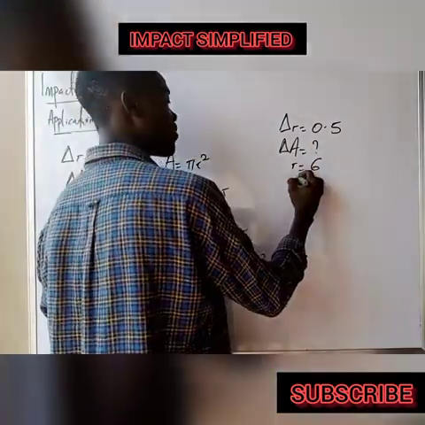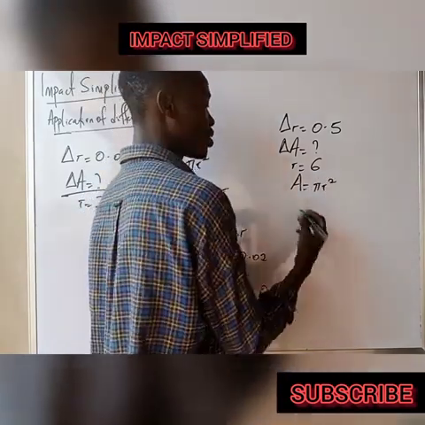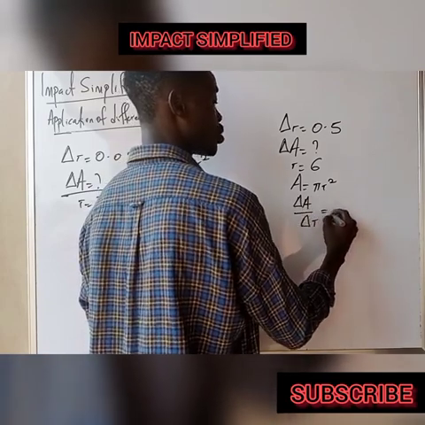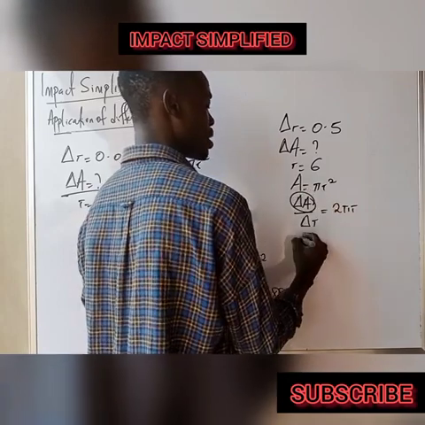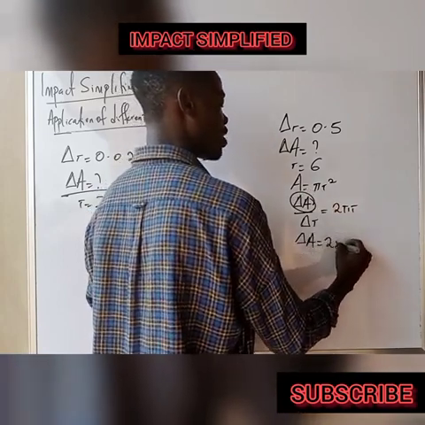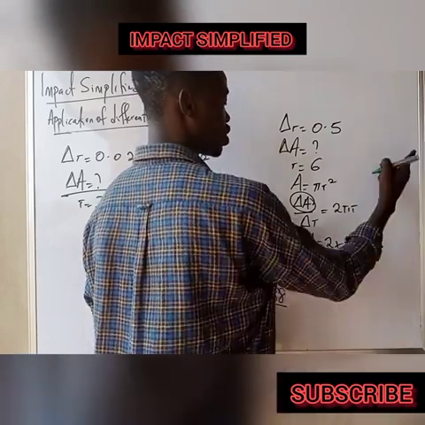So what are we having? A circle. And that will give us A is equal to pi r squared. So if you differentiate this, what do we have? Delta A over delta r to give us 2 pi r. And then we are looking for delta A. So make your delta A the subject of the formula. That will give us 2 times pi times your radius, 6, times change in r.